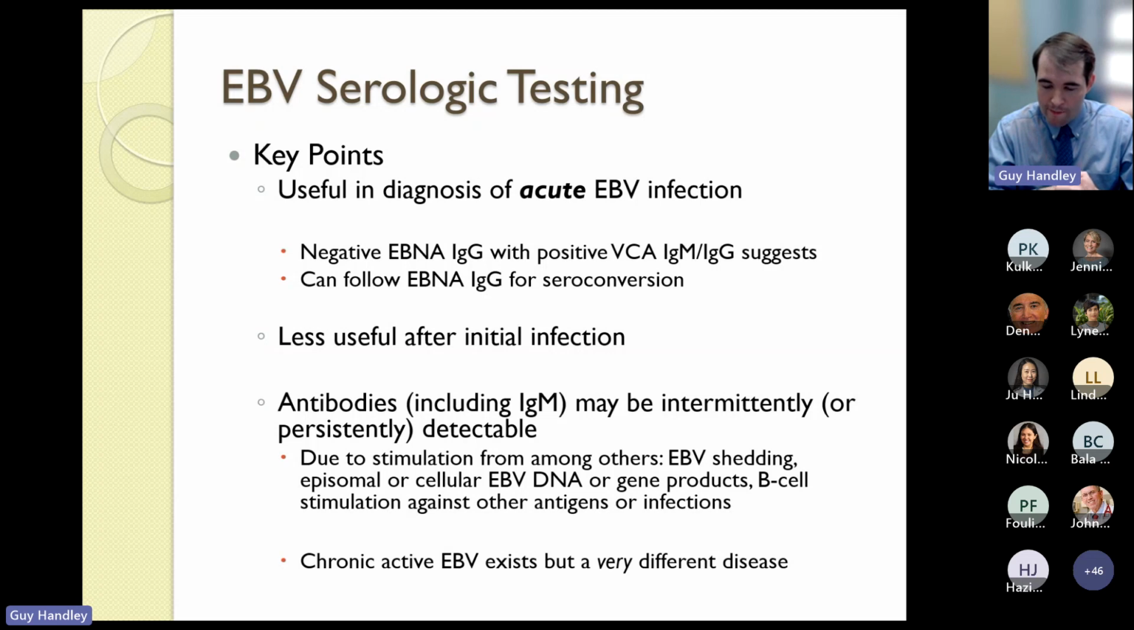There is a phenomenon known as chronic active EBV, and I'll talk a little bit about that, but it's a very different disease. It's not just detection of antibodies, because you get detectable antibodies for many other reasons, and some of our IgG antibodies, the nuclear antigen, the viral capsid, are going to stay positive for the rest of your life.